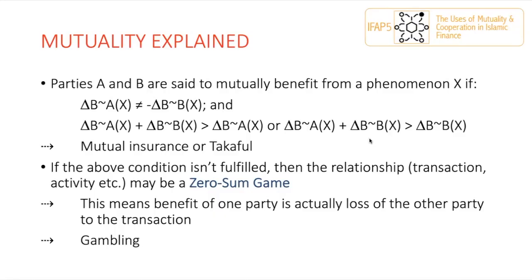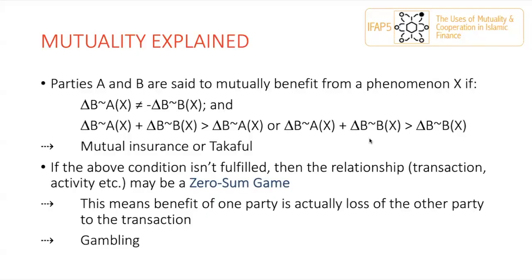Now, after this, I would like to go to the main topic, which is mutuality. Let me explain in rather simple technical terms what we mean by mutuality. If there are two parties, A and B, they are said to mutually benefit from a phenomenon X. X could be an activity, a business, or something like a meaningful activity. Parties A and B are said to mutually benefit from a phenomenon X if these 2 or 2.5 conditions are met.